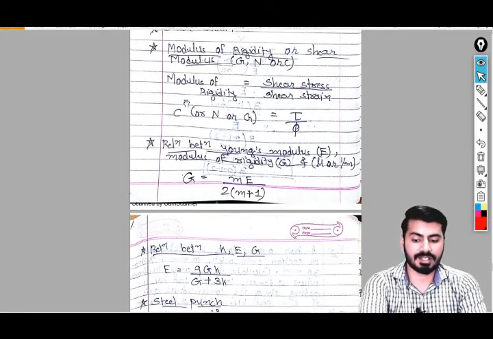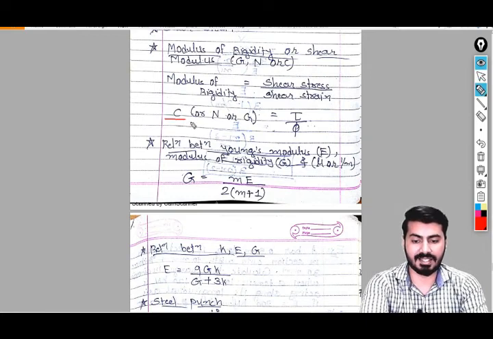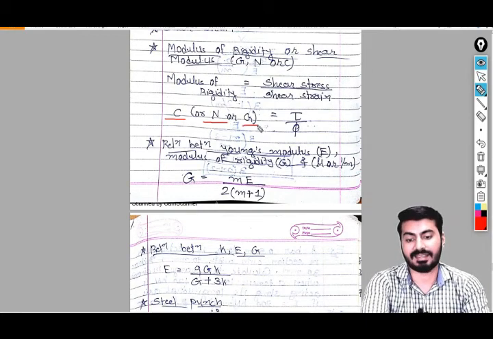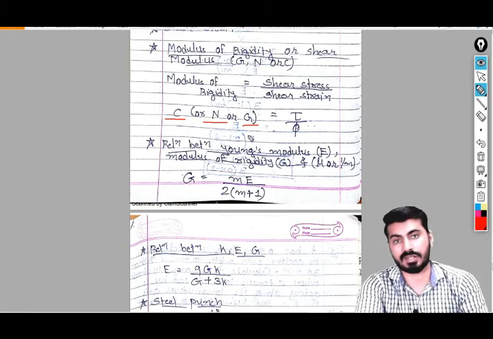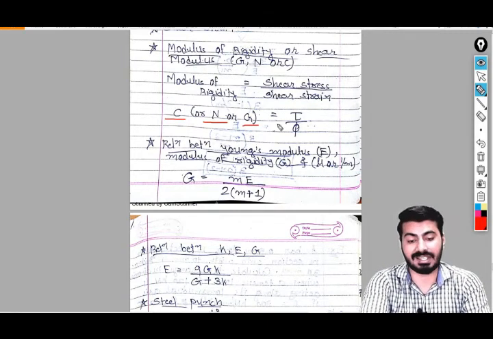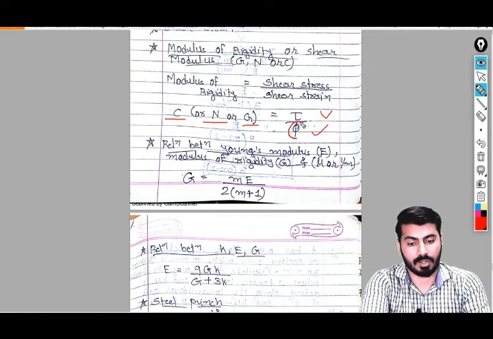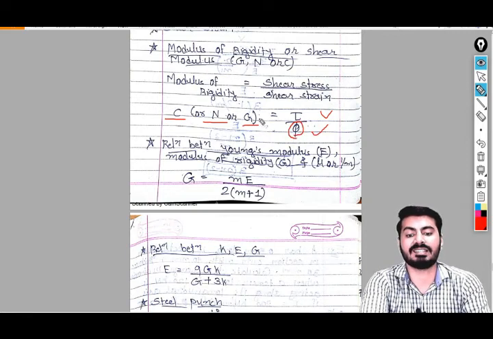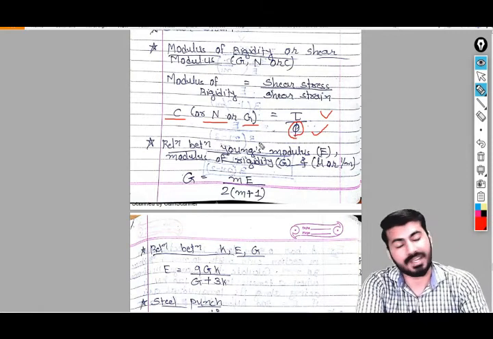So modulus of rigidity can be represented by C or N or G. There are three different names or notations to represent the modulus of rigidity. What is modulus of rigidity? It is nothing but the ratio of the shear stress upon shear strain. Shear strain is represented by phi. So tau upon phi is the answer for the modulus of rigidity.